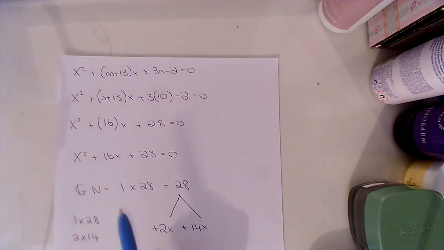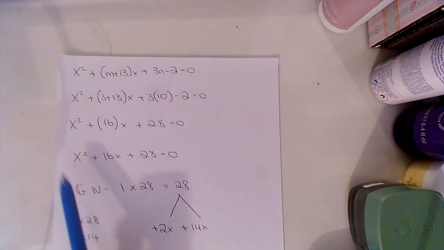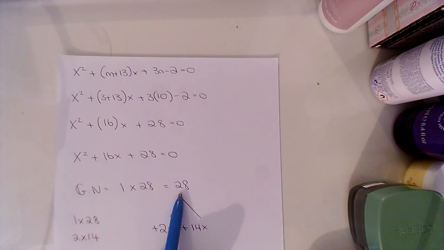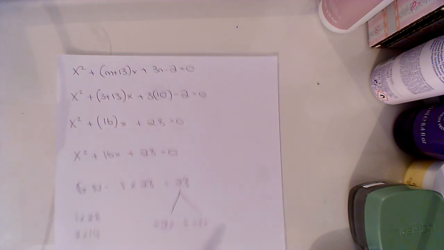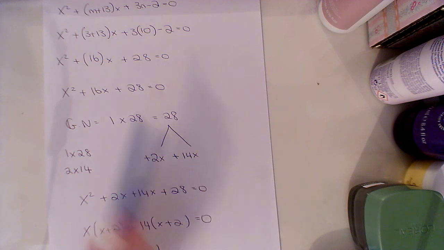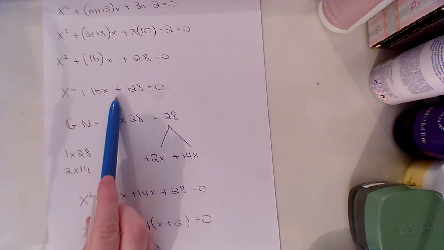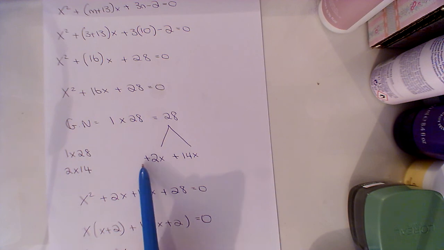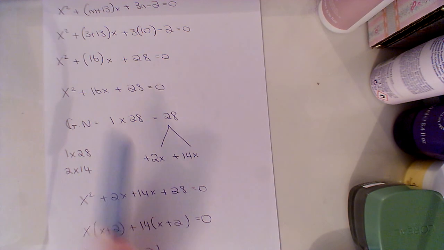So that's my equation. I get my guide number as I did before, 1 times 28, which is 28. Then I'll write down my factors of 28: 1 times 28, 2 times 14. 2 and 14 will give me 16, so I have 2x and 14x. This sign here tells me that both signs are going to be the same, and I want plus 16, so that's plus 2x plus 14x.